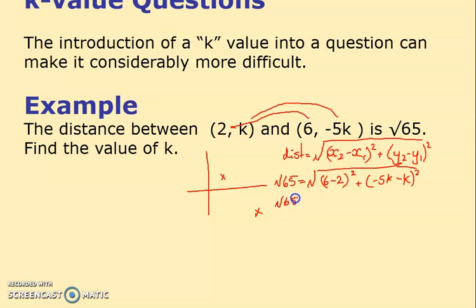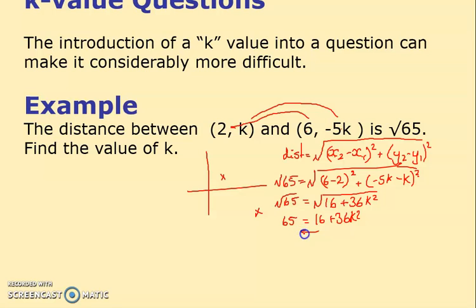So, okay, let's carry on. Root 65 equals the root. Now this is 6 minus 2, which is 4. And if I square it, I get 16. It's easy enough. Minus 5k minus another k is actually minus 6k. Well, minus 6k, if I square it, is 36k squared. Oh, right. Notice I've got a square root of something, so get rid of the square root. 65 equals 16 plus 36k squared.